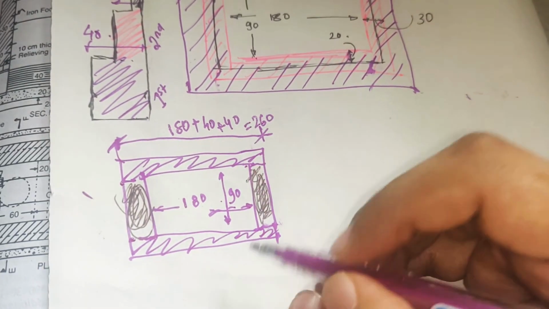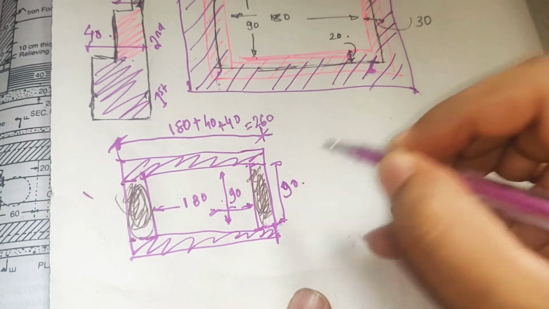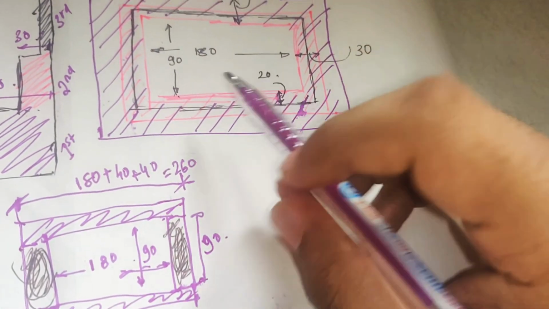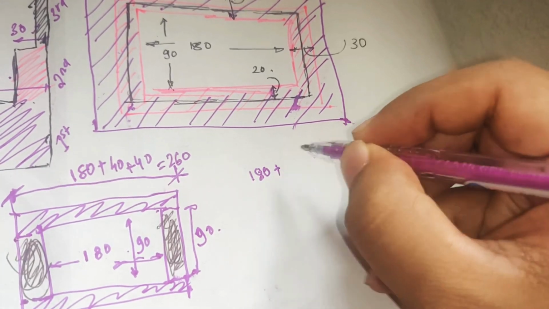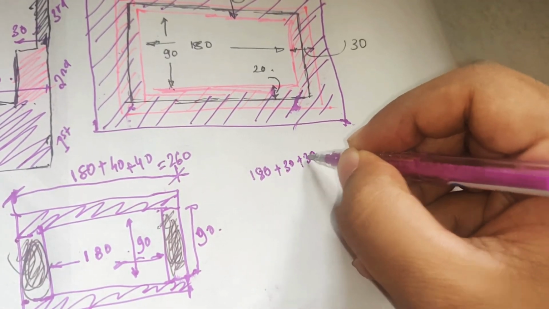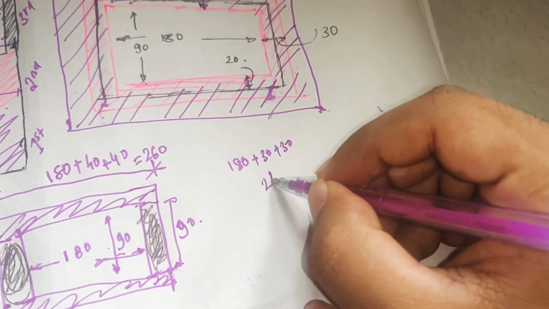So there are two such walls. What is the short wall? It is 90 centimeters. Similarly, you are supposed to do this for the 30 centimeter wall. So the 30 centimeter wall will be 180 plus 30 plus 30. So 180 plus 60 is 240.